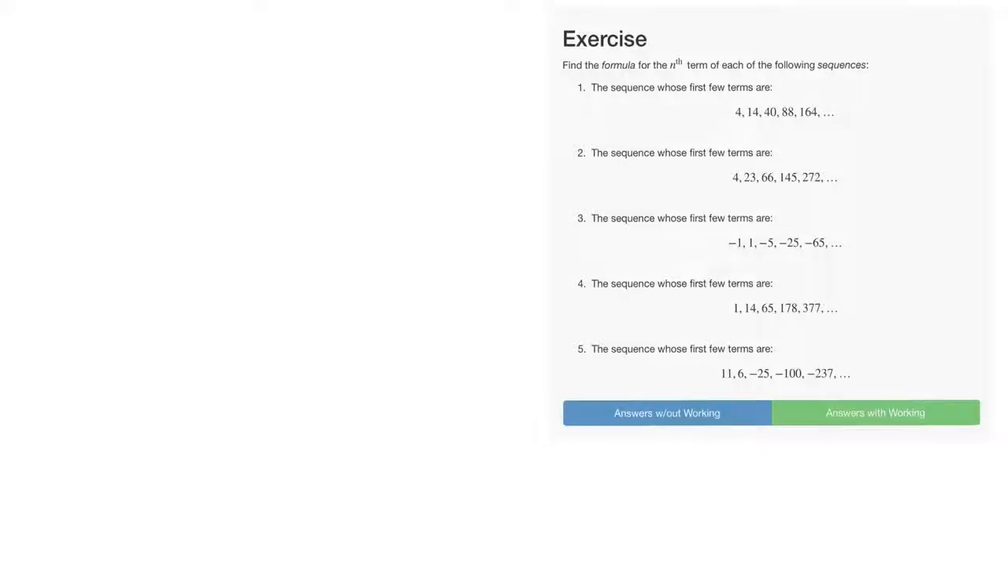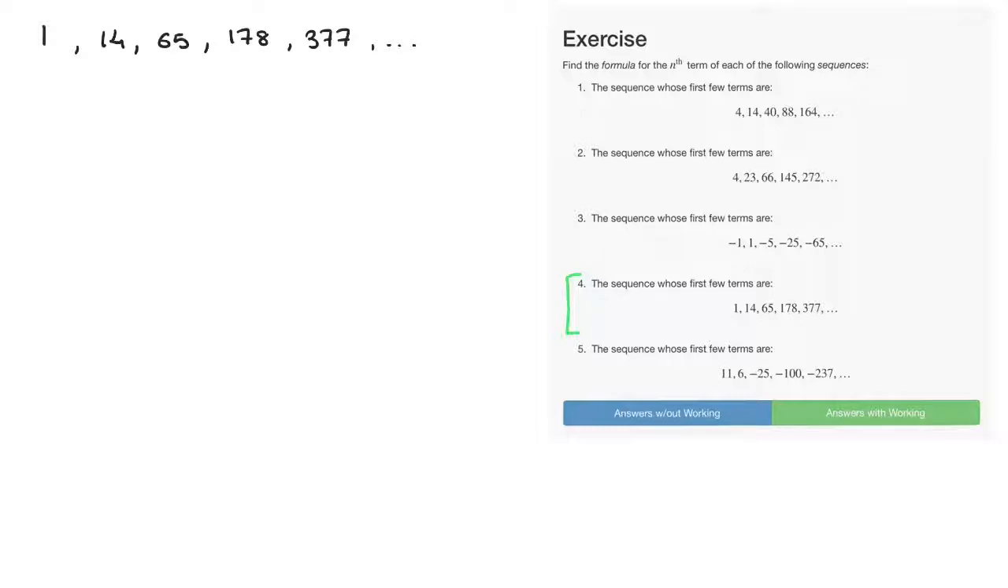We now answer the fourth question. That's this one right here. And I'll start by writing the first few terms that were given at the top of the page. So those are 1, 14, 65, 178, and 377, and so on. And again, we need to find the formula for the nth term of this sequence.